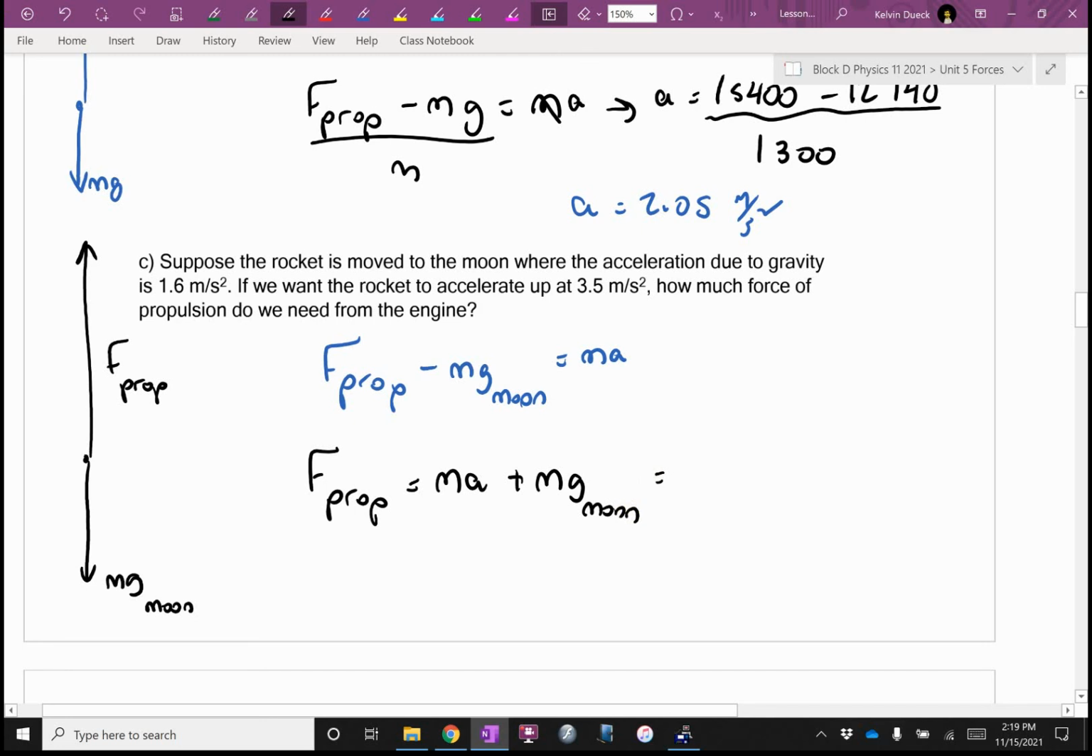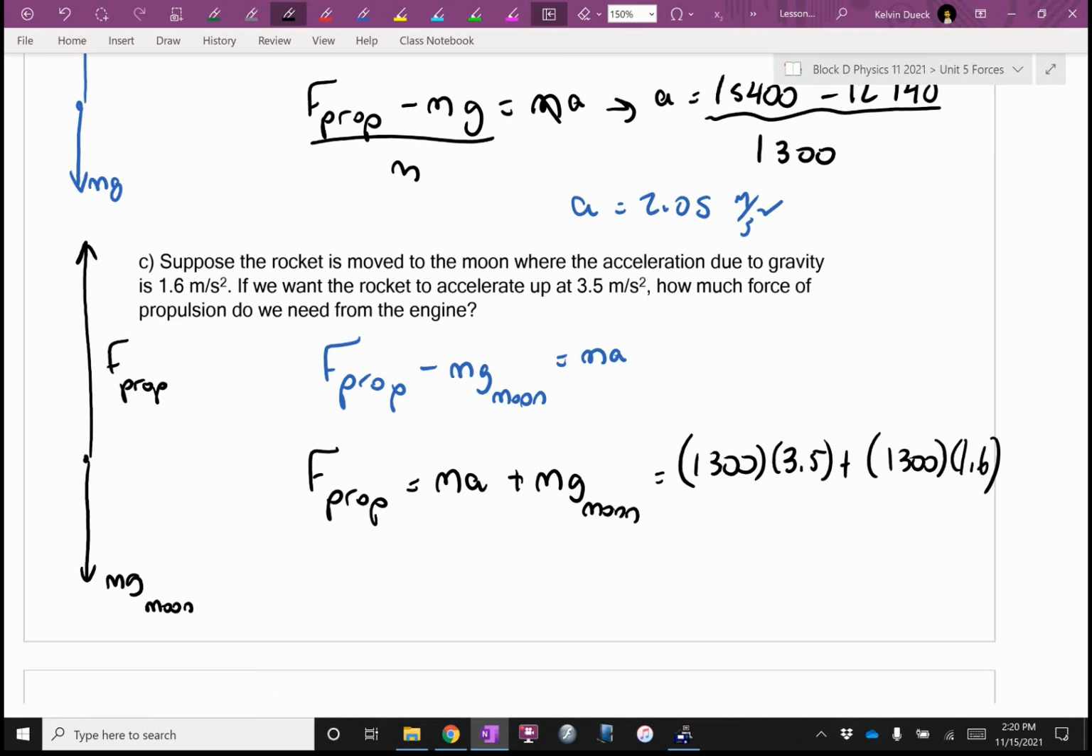It's going to be m, which was 1300, times a. No, times a is 3.5, Mr. Dewick. Plus m, which is 1300, times g on the moon, which is 1.6. This is actually way more accurate than A or B, because on the Earth, in real rocket science, you do have to include air resistance. Do you have to include air resistance on the moon? No. Easier.